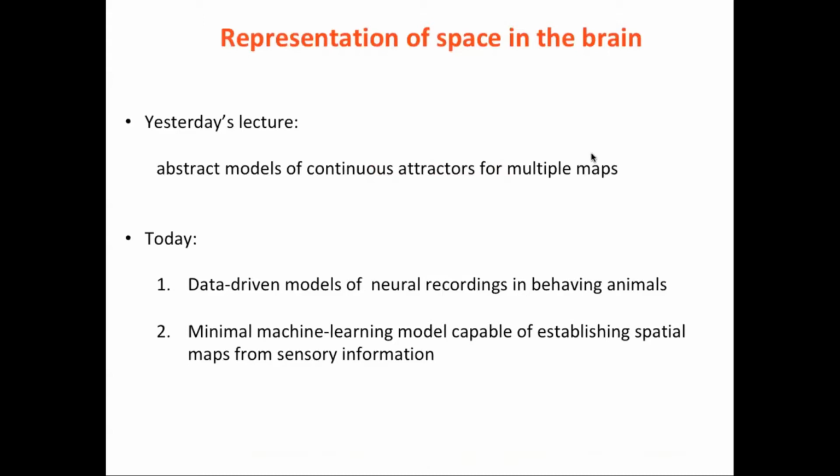One is how we can compare the models I presented yesterday to recordings of the activity of behaving animals in situations where multiple attractors can be evoked depending on the contextual information. And secondly, I'd like to go away from recordings or experiments and think about what could be a minimal model for establishing spatial maps from sensory information. And by sensory, I mean external and internal sensory information. So this second part will be more related to machine learning models.